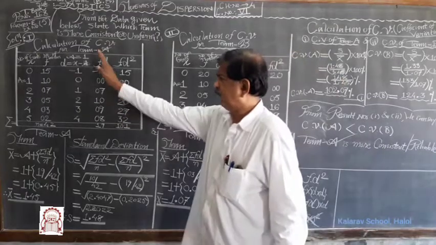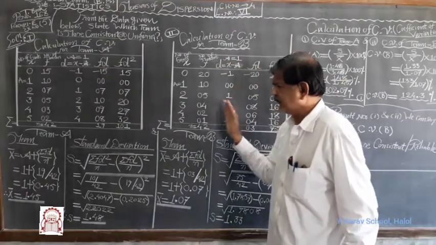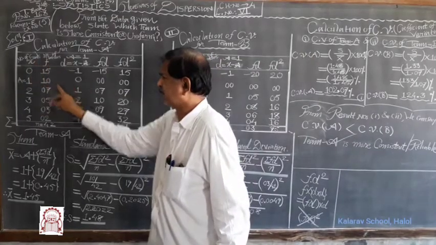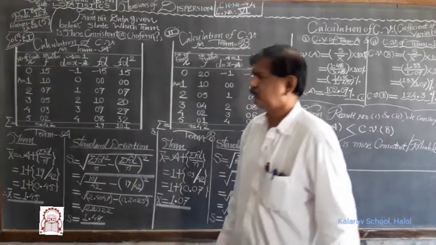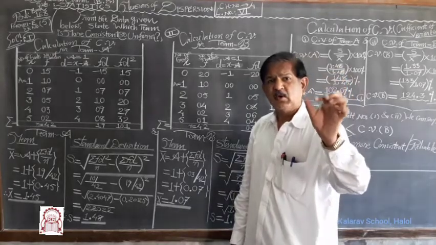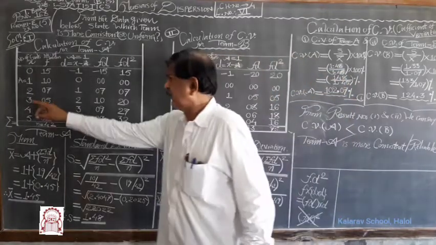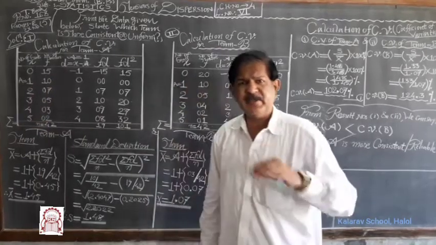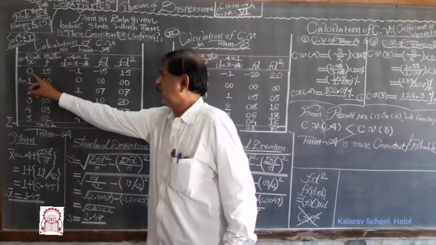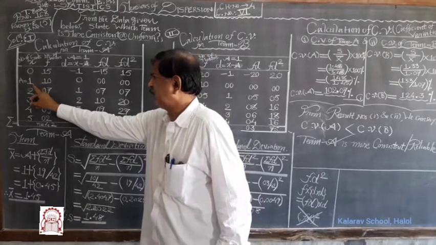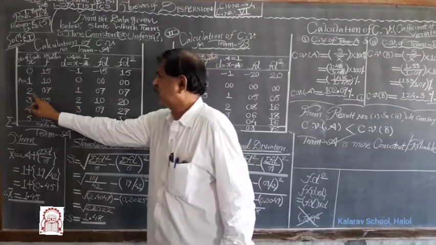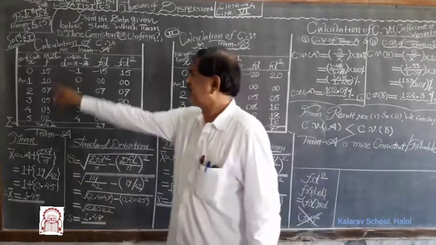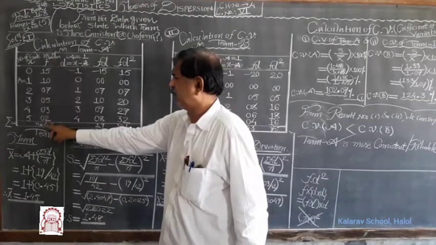Then the solution for team A and team B. For team A, X means number of goals, F means frequency, number of matches. Goals scored by the team in the football season: 0, 1, 2, 3, 4, 5, up to 5 goals. And number of matches: 0 goals in 15 matches, only 1 goal in 10 matches, 2 goals in 7 matches, and so on. Make the frequency total, and n equal to 42.